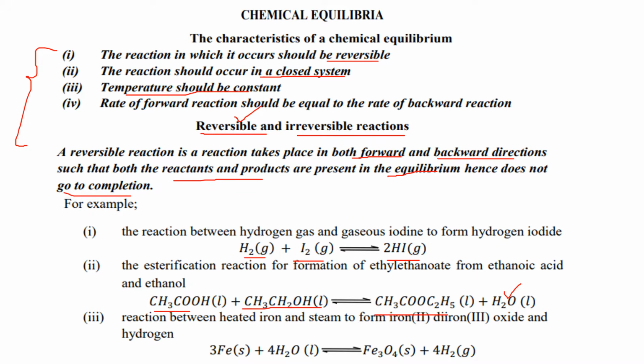Then in Roman number 3, the reaction between heated iron and steam is also a reversible reaction, forming triiron tetraoxide and gaseous hydrogen. So 3 moles of iron react with 4 moles of water or steam. This must be steam. It's a reversible reaction, that's why we are using reversible arrows, to form triiron tetraoxide, which is a solid, and gaseous hydrogen.